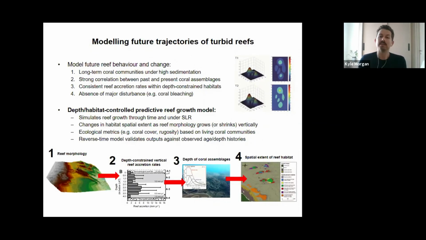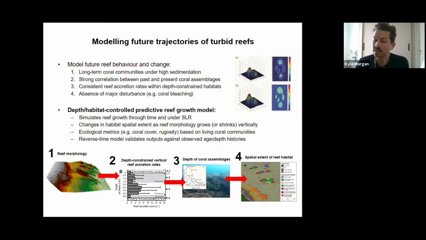So as I said, we can reverse these models back in time and shrink these reefs back to their early initiation to validate them against our core records, which we know is how these reefs have grown in the past. To do this, we started with our digital elevation model of the seafloor, and we assigned each grid a label corresponding to either the absence or the presence of reef. Each of these cells can then grow vertically using a depth-dependent vertical growth rate, or reef accretion rate.